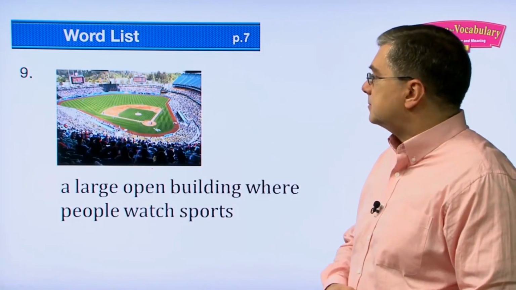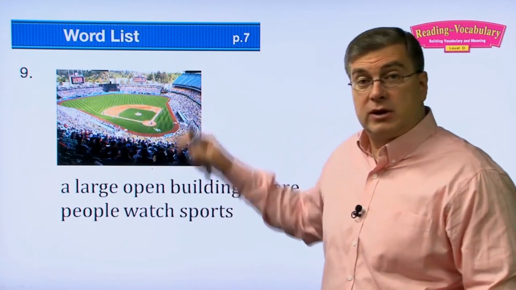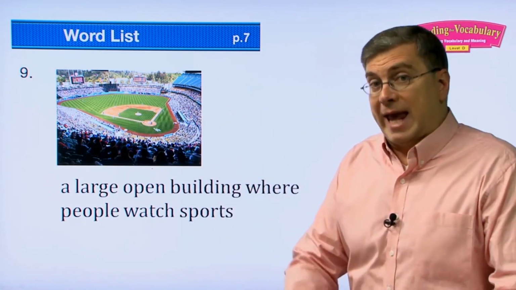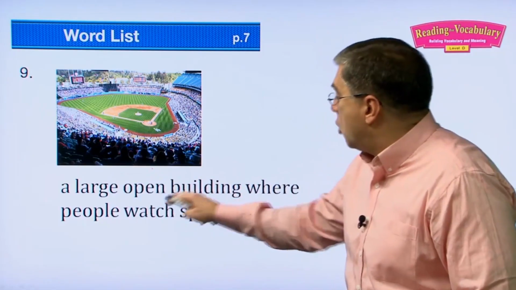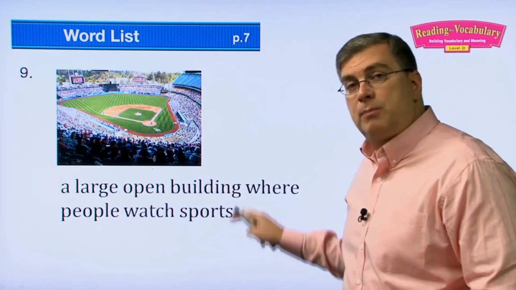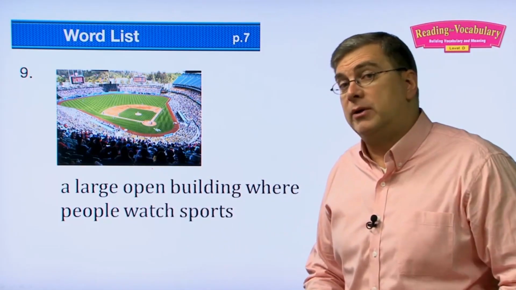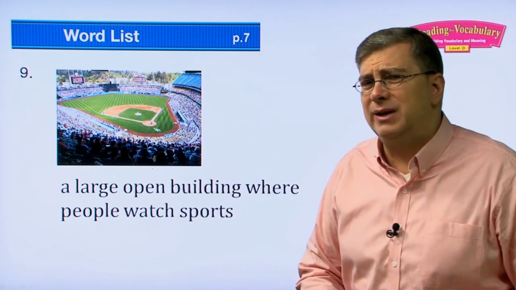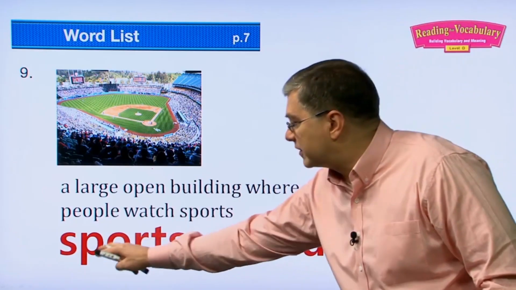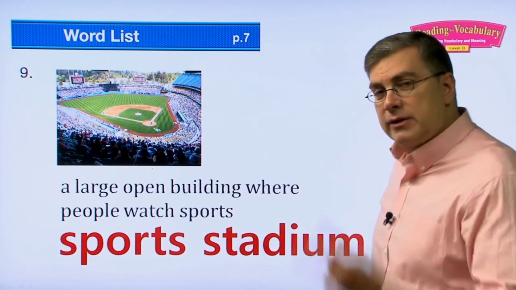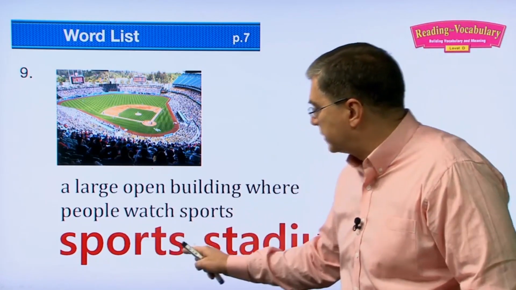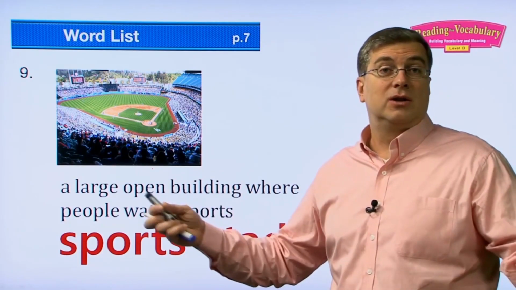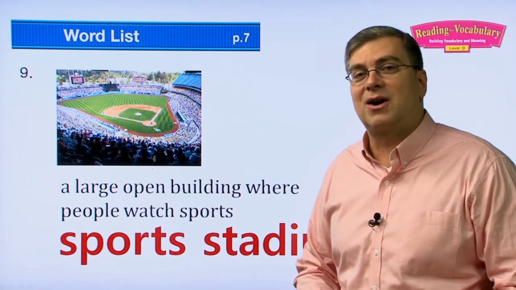The next word. Have you been to one of these? Do you like baseball? Do you like soccer? If you go to a sports game, you will go to a large open building where people watch sports. I hope you have the opportunity to go to a place like this. What is this? What kind of building is it? It's called a sports stadium. So we use two words, sports stadium. Okay, so if you go there, you can watch your favorite baseball team or your favorite soccer team.